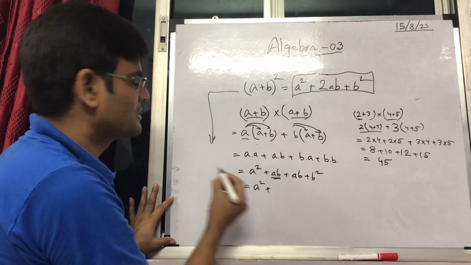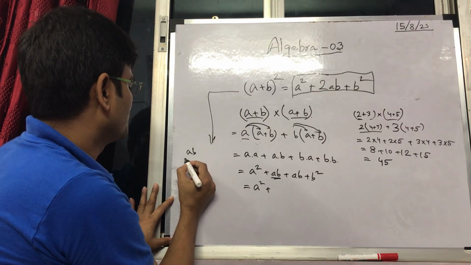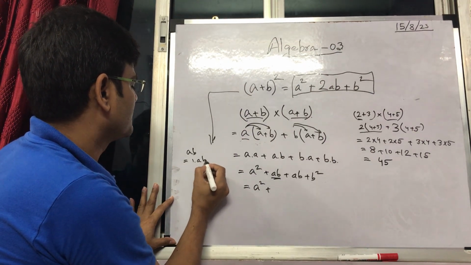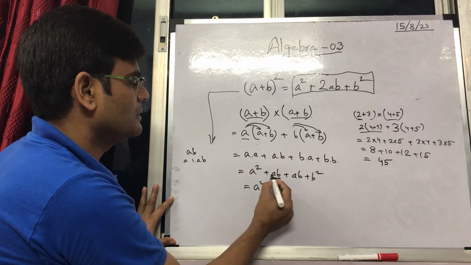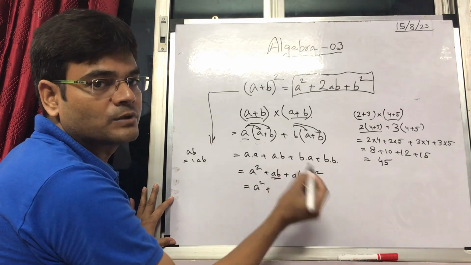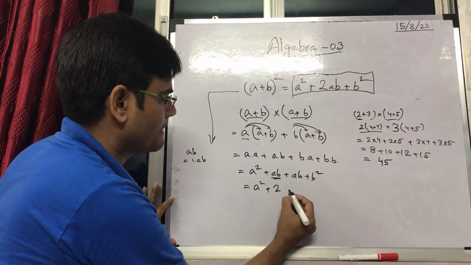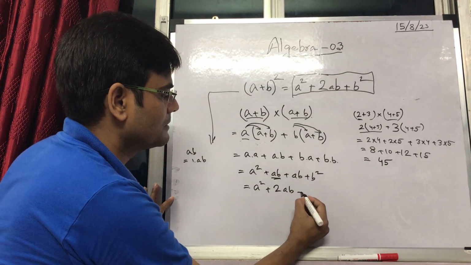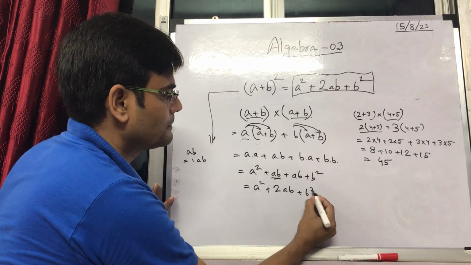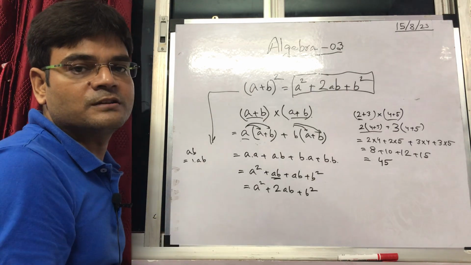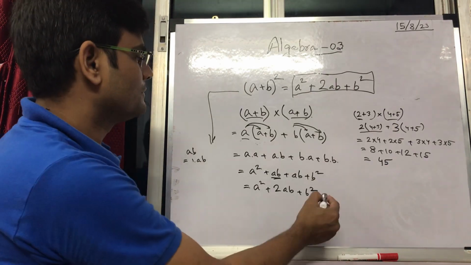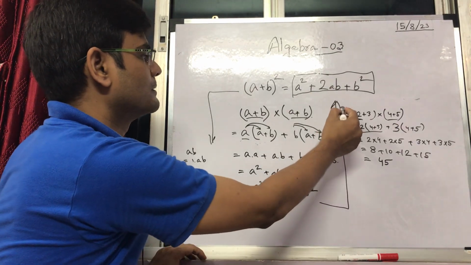2ab. ab means 1 times ab, so 1 ab plus 1 ab is 2 ab. 1 orange plus 1 orange is 2 oranges. So this is the formula which we derived.